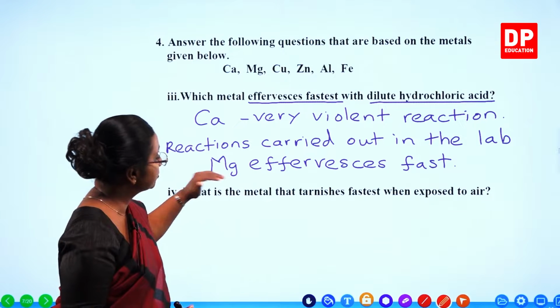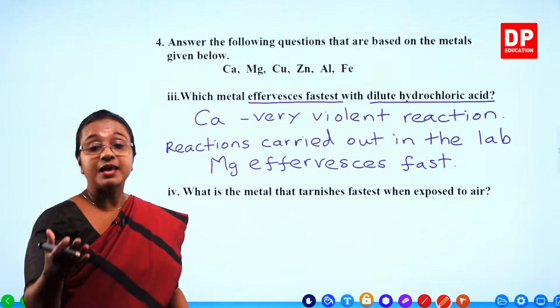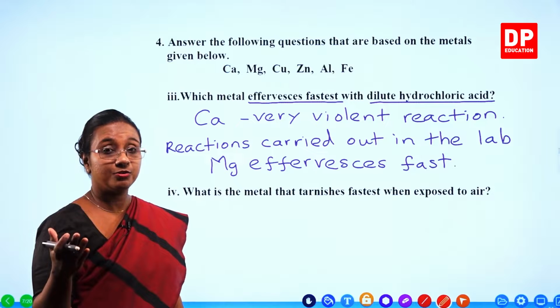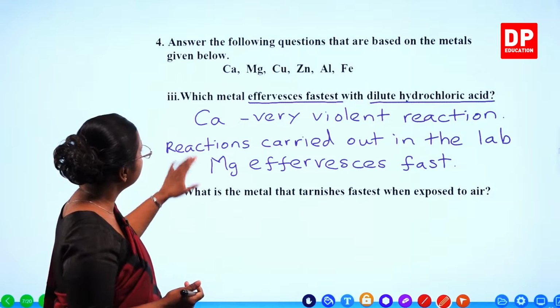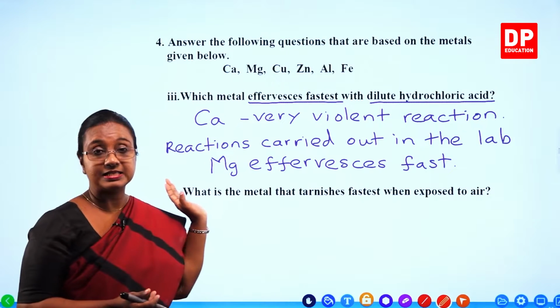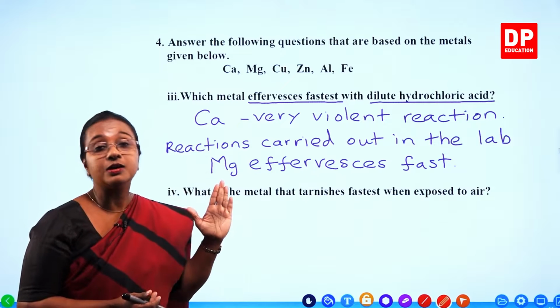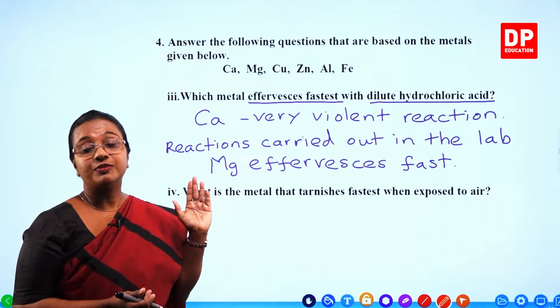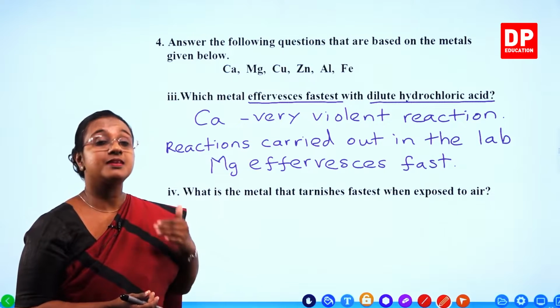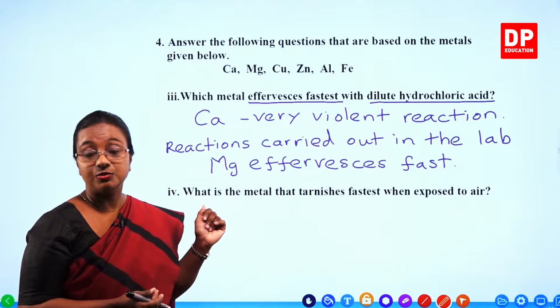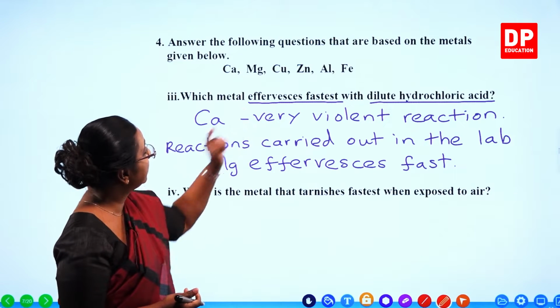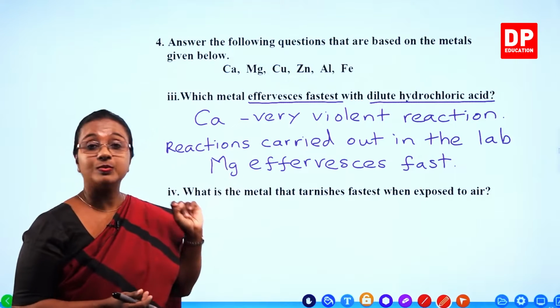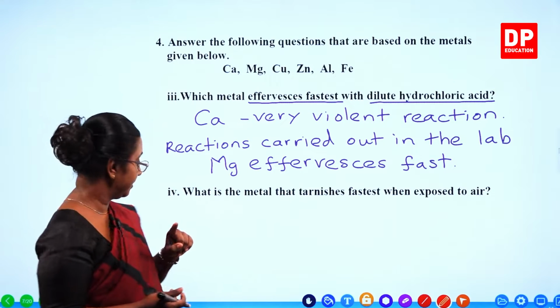Out of those, we saw that magnesium reacts very fast with dilute hydrochloric acid. So, here the answer is going to be calcium. Theoretically and according to the reactivity of calcium, that reacts fastest with dilute hydrochloric acid. Therefore, it effervesces fastest with dilute hydrochloric acid.